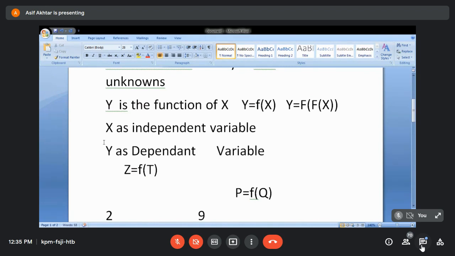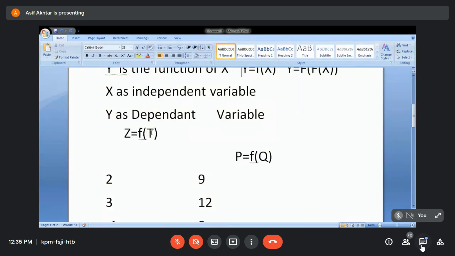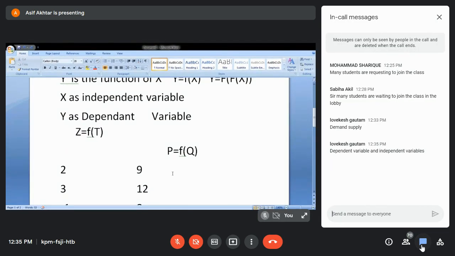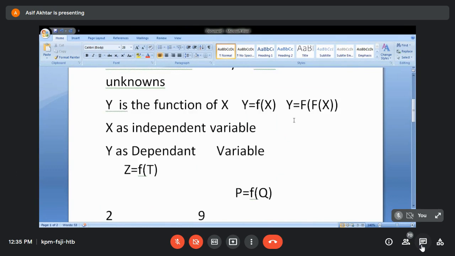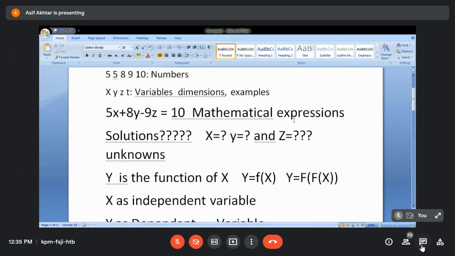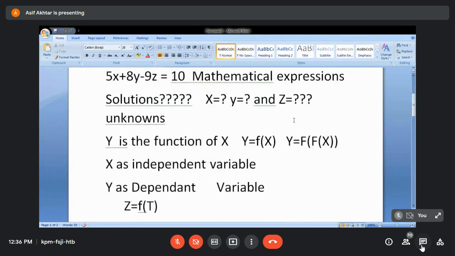This is also a very important expression. X is independent and y is dependent. Here t is independent, z is dependent. Here q is independent and p is dependent. See, this understanding is very much required when you talk about the discussion on this.